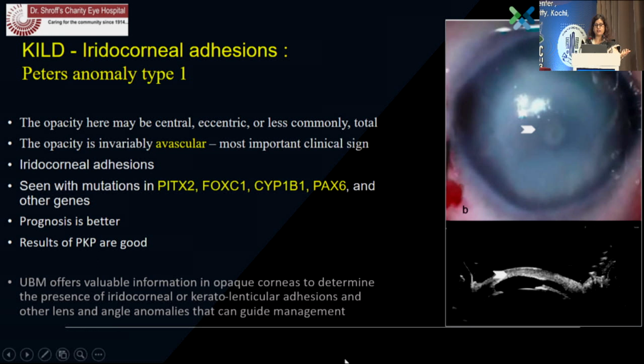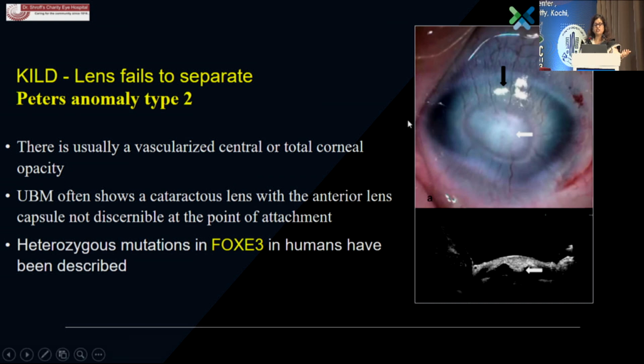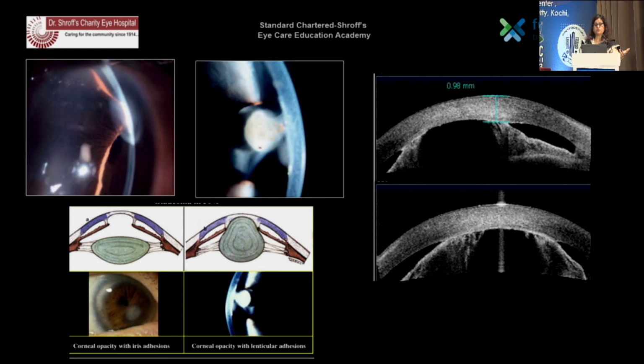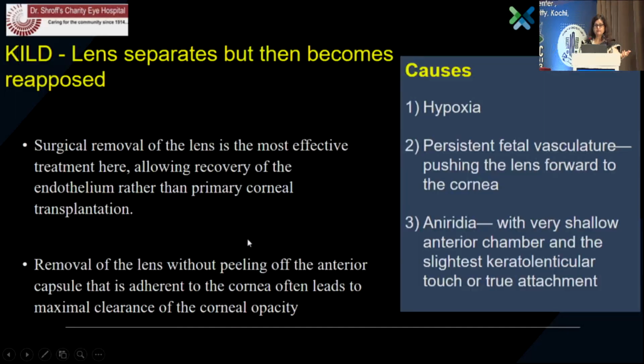So UBM offers valuable information about these conditions. In type 2, there is usually vascularized central or total corneal opacity. As you can see, the vascularization is coming up to the center. So in UBM, you will see the cataractous lens with the anterior lens capsule not discernible at the point of attachment, and the mutation is FOXE3 here. So the prognosis is not so good. These are some of the pictures. As you can see, there is lenticular corneal adhesion here, complete loss of Descemet's membrane, and the lens is attached to the cornea, which is beautifully seen in UBM pictures here.